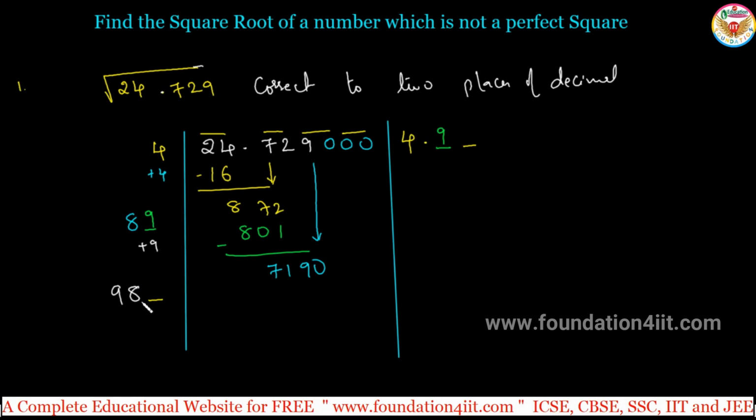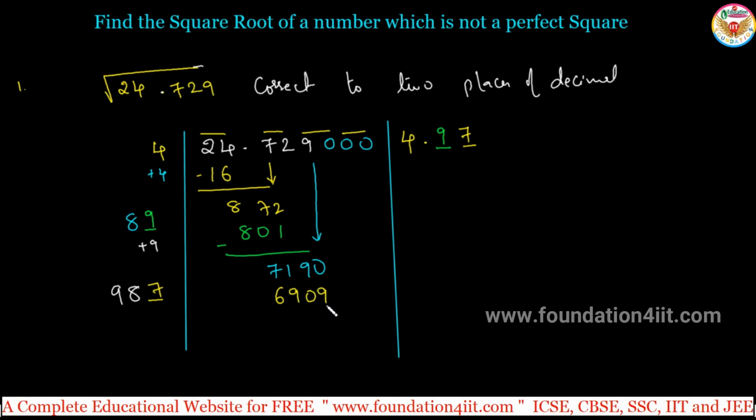Now next place, the units place here and here must be the same. That means 981 into 1, 982 into 2, until we reach less than 7190. So 987 sevens is 6909. Just subtract this, because 988 into 8 is more than this.